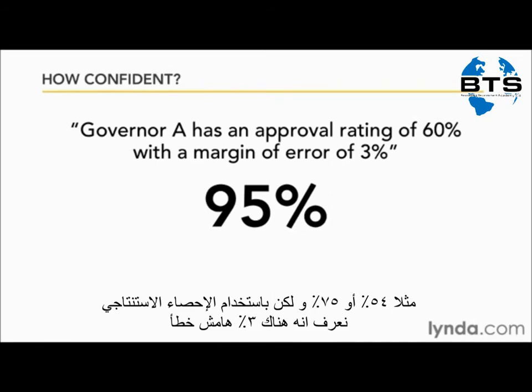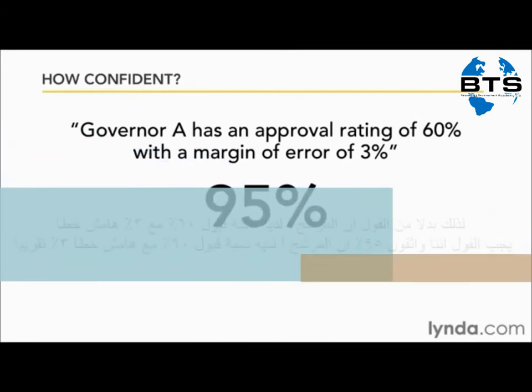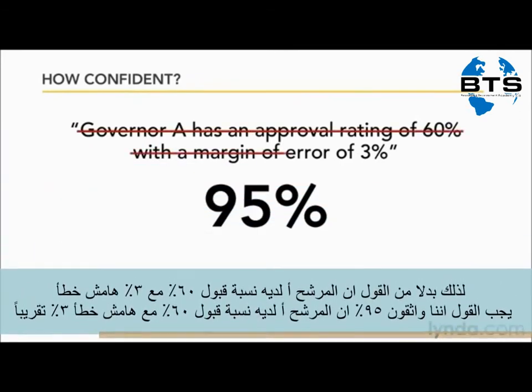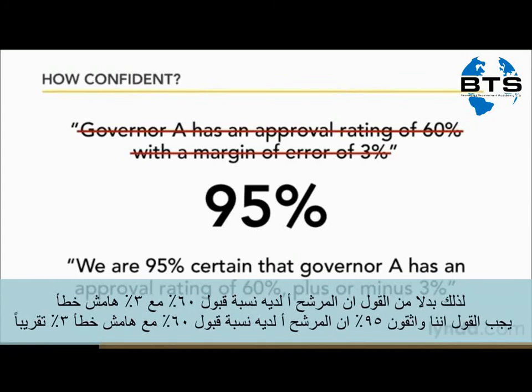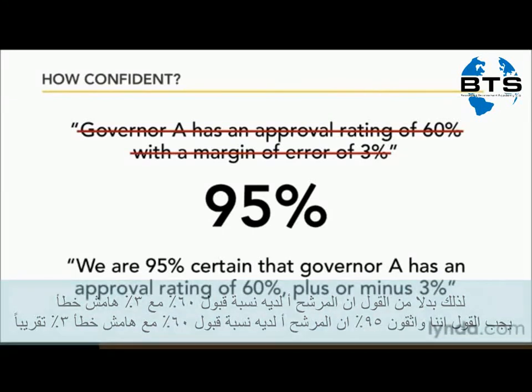But we know from inferential statistics that 95% of the time, the approval rating for a survey will be within 3% plus or minus of the actual true approval rating. So the best way to phrase that statement is, we are 95% certain that Governor A has an approval rating of 60% plus or minus 3%.